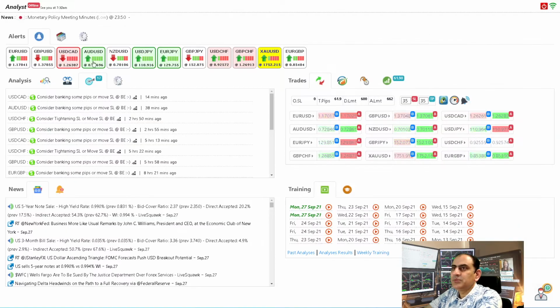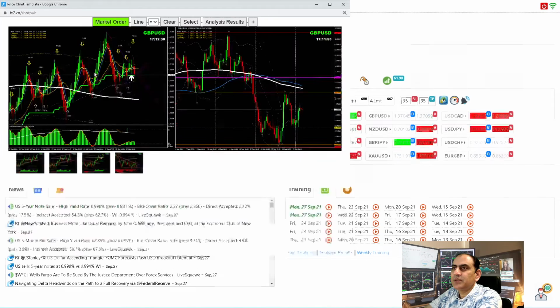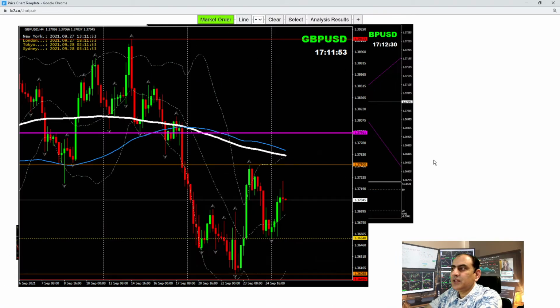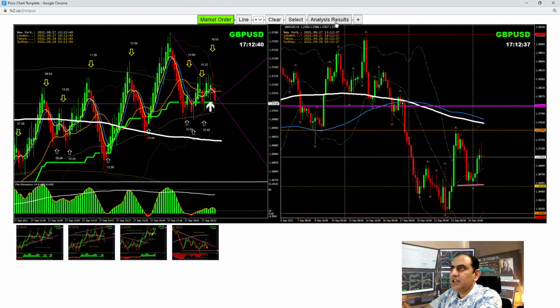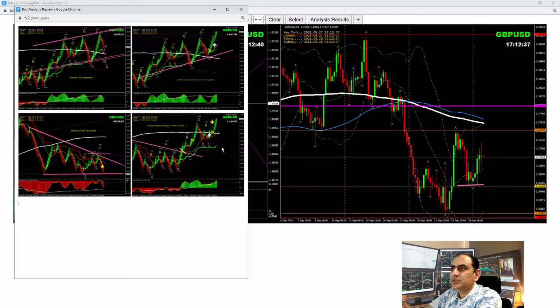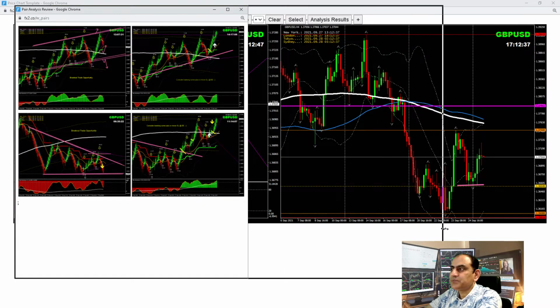Okay guys, let's move into the pound dollar trade. If you look at the pound dollar trade, we are long this morning. As you can see here, price nicely respected this level and we banked beautiful pips. Let me share with you guys how I analyze the market. In intraday, we had two beautiful analyses.